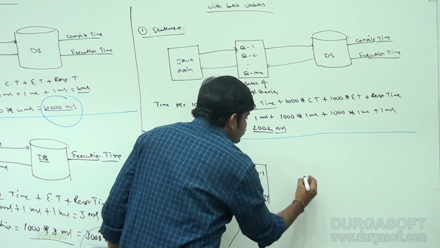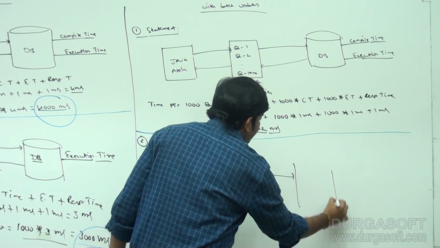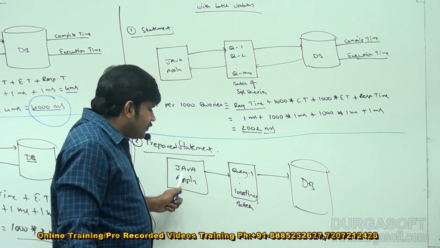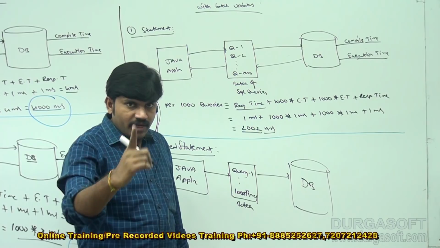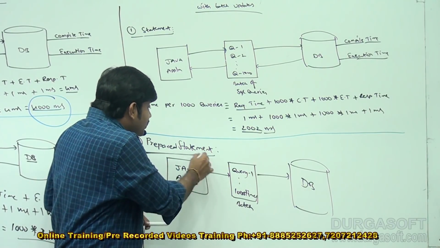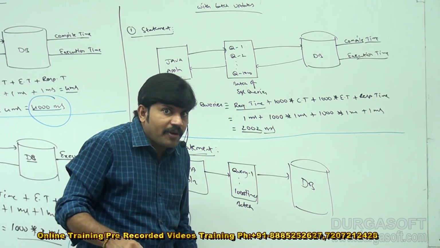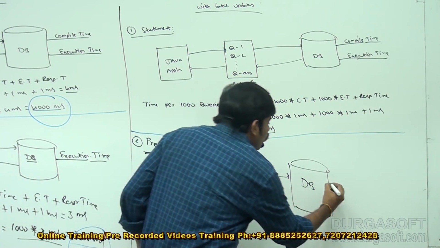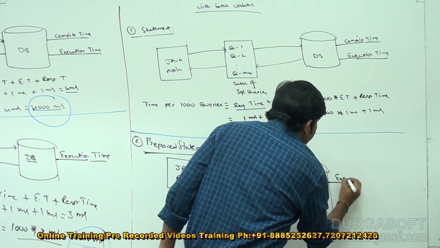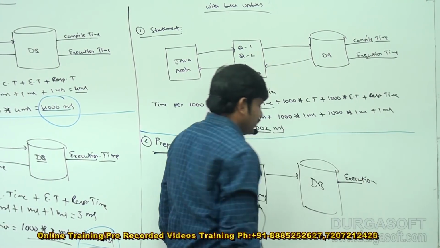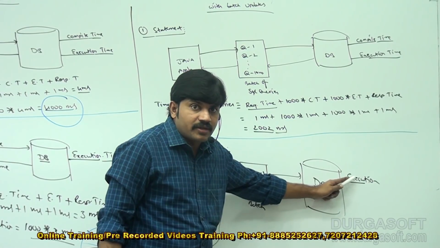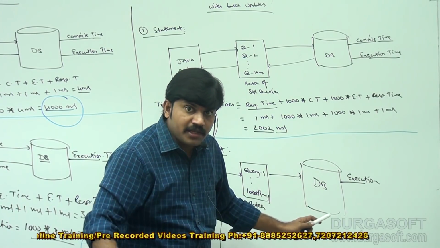Sir, now from the Java application, 1000 queries I have to execute. Next, go to the database. Assume this is the database. How many times do we have to send? Only one time. It is a prepared statement. Is this query already compiled or not? Yes, it is not going to be compiled once again, so only execution. 1000 times the same query is going to be executed.